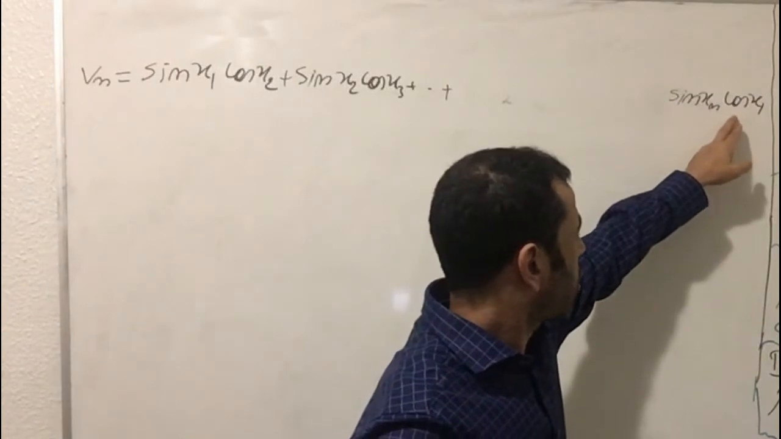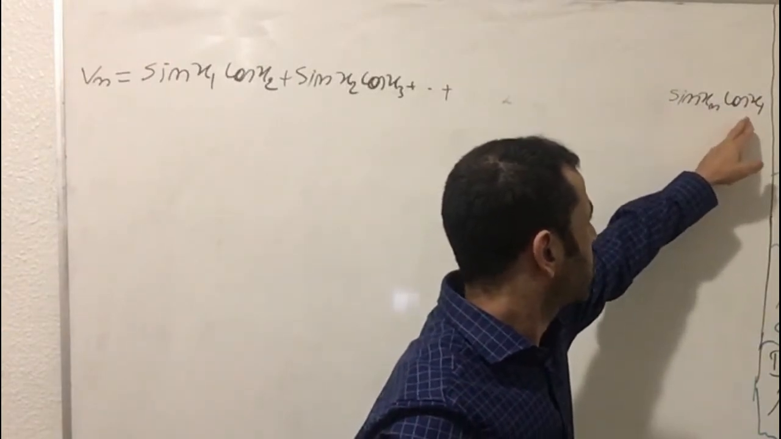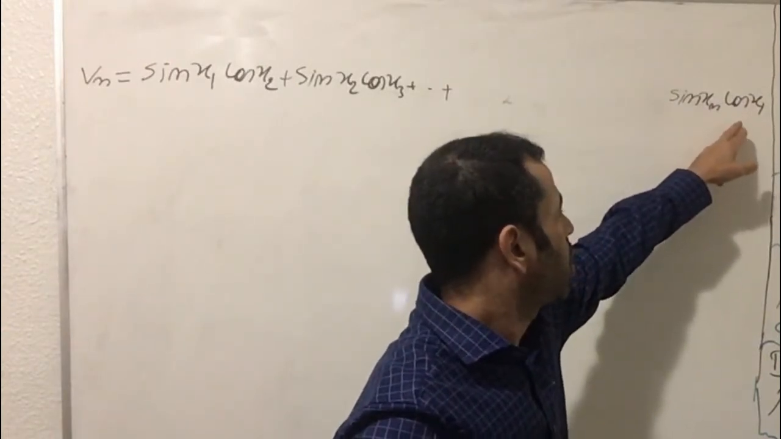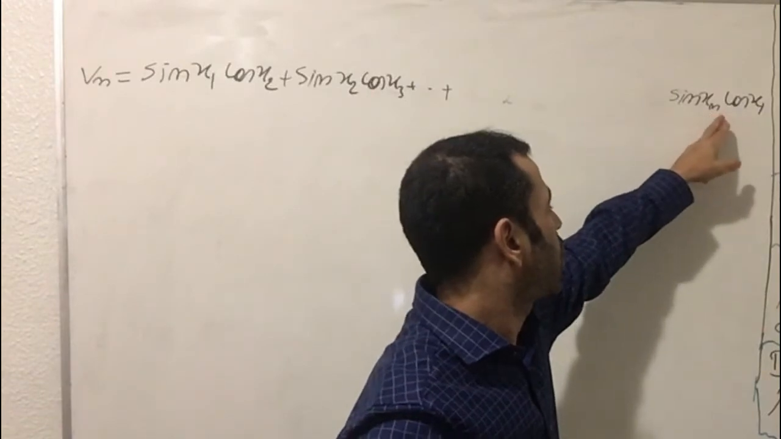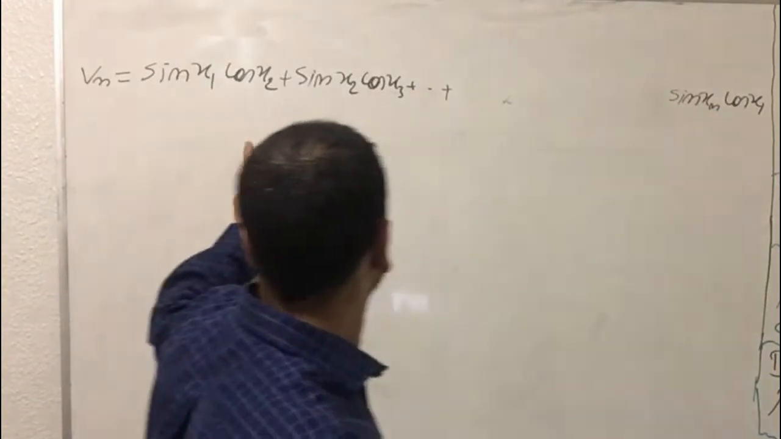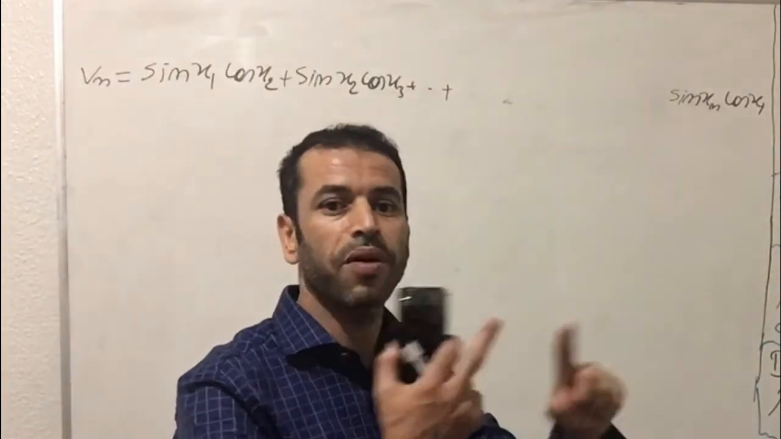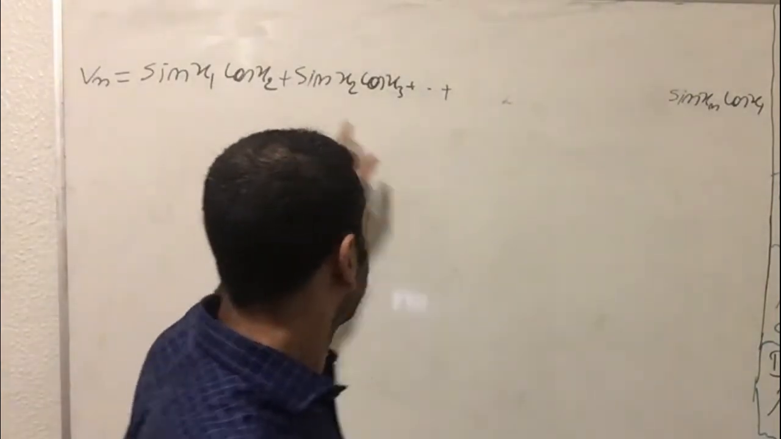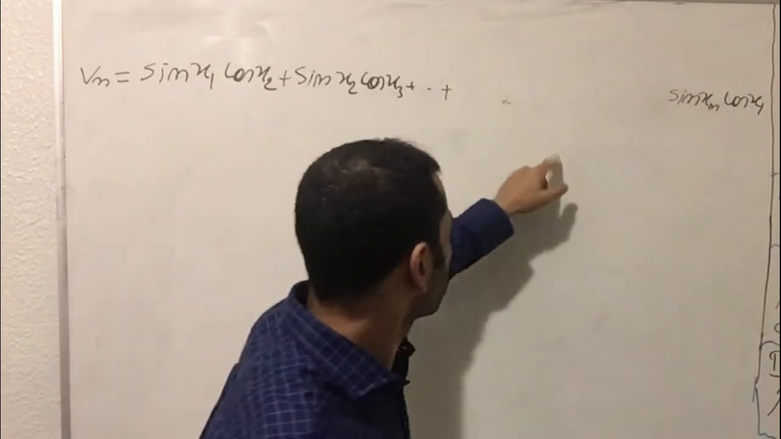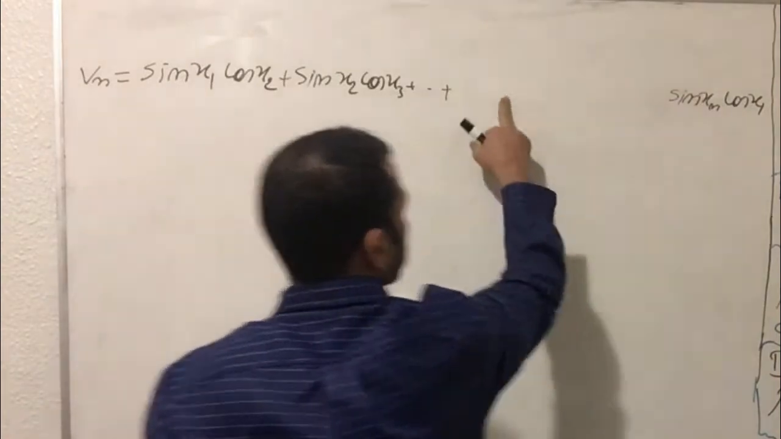We take a look at the last term. We see the cosine x sub 1. That means cosine of x sub n is growing up this way. Both sine x and cosine x are growing in opposite direction. As you see here, that's what happened in this problem. This is the trick of this problem.